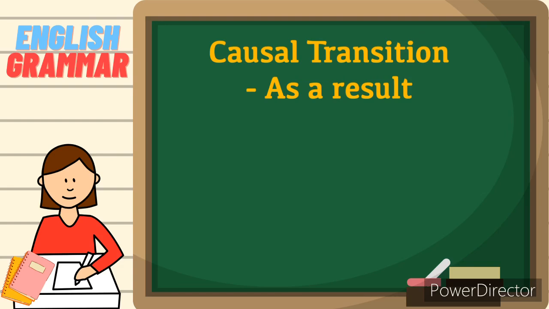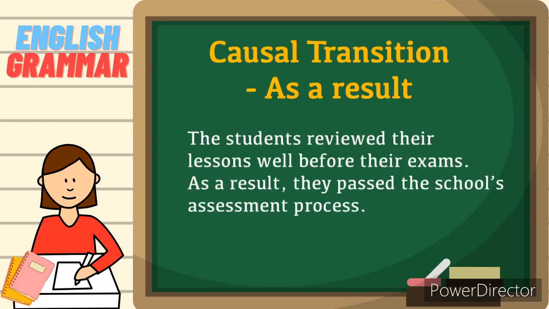How about using as a result in a sentence? The students reviewed their lessons well before their exams. As a result, they passed the school's assessment process. In this example, the students passed the exam because they reviewed well. The outcome of the action is introduced by the transition signal as a result.